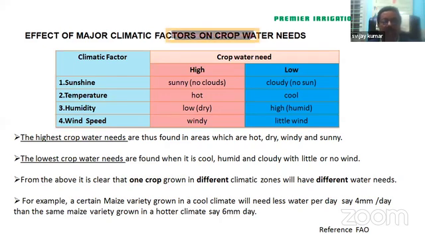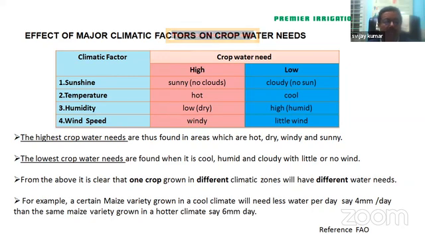So obviously we can understand that in areas which are very hot, dry, and windy, the crop water requirement will be very high. And the lowest crop water need will be when it is cool, when you have cloud cover, when the humidity is very high. So at that time the crop water needs will be very low. So from that, what do we conclude? We conclude the same crop grown in different climatic zones will have different water needs.